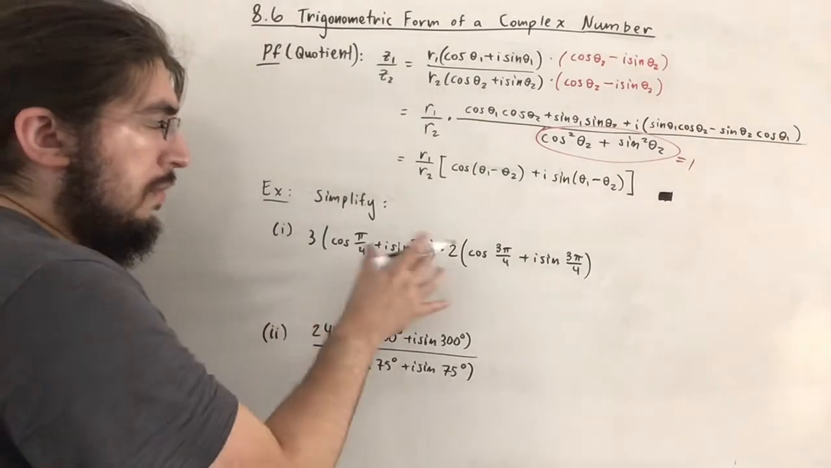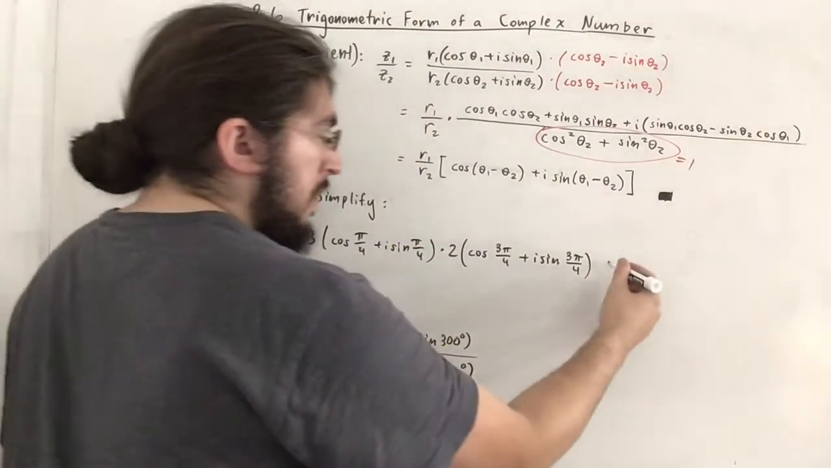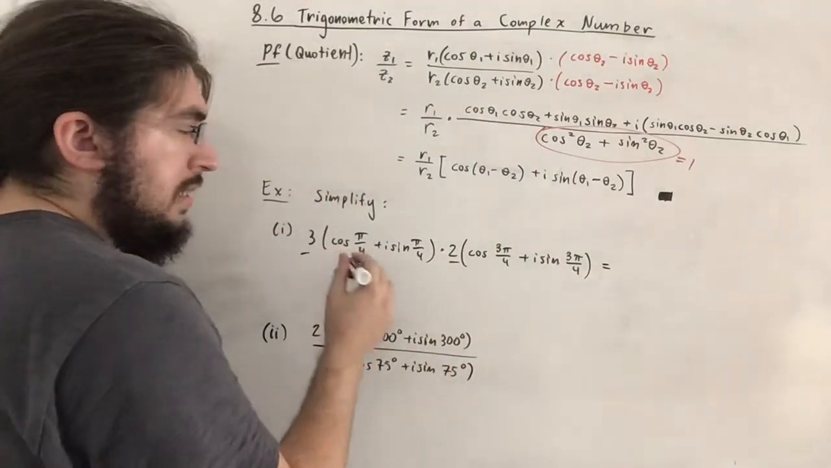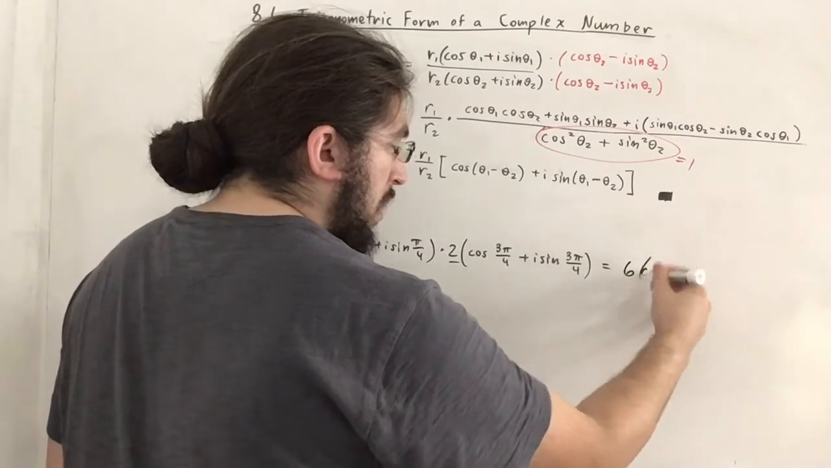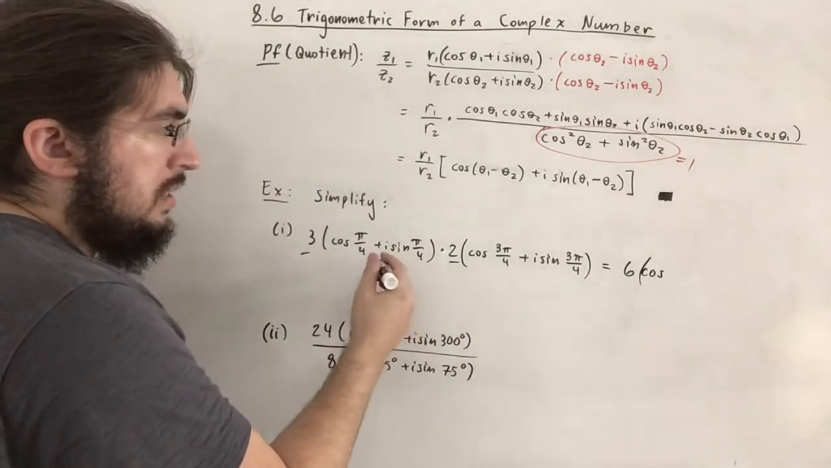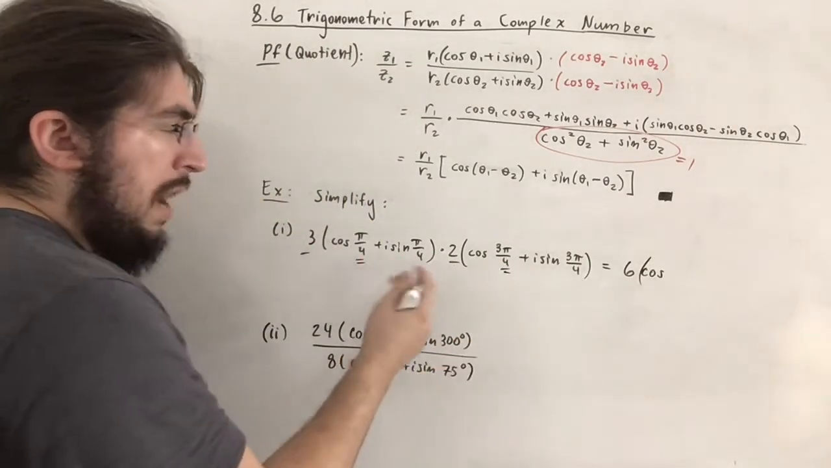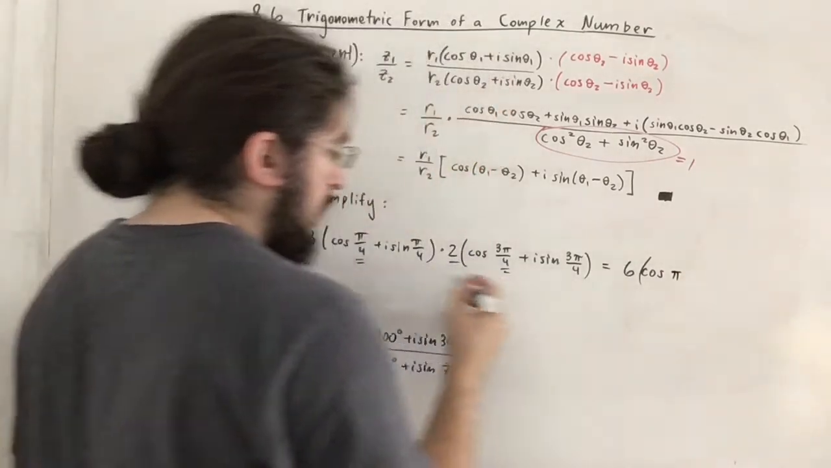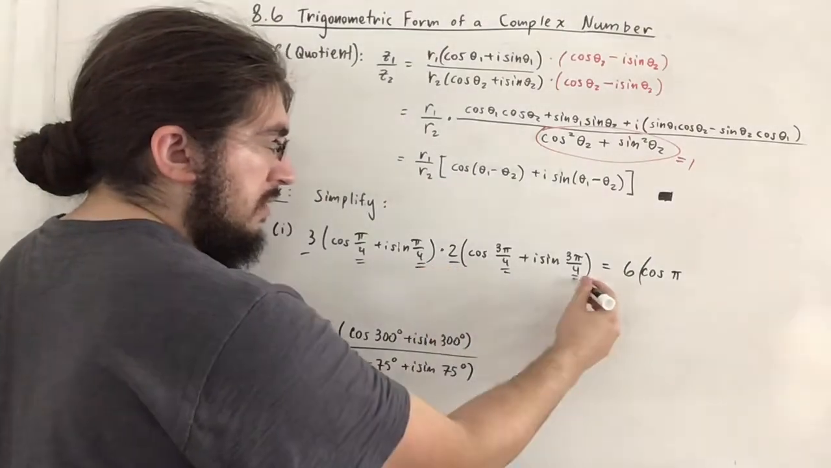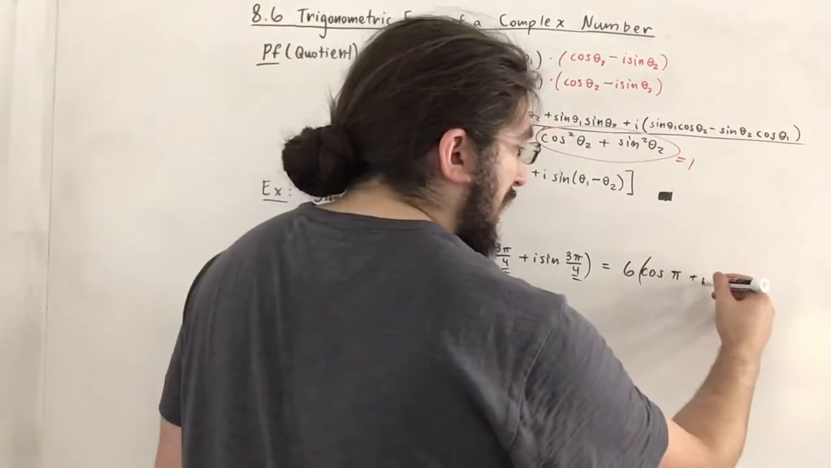So now, for the product of these two complex numbers in trig form, I'm just going to look at their radius, multiply those, and then look at cosine of the sum of the angles. Pi over 4 plus 3 pi over 4 is just pi. That's cosine pi. Similarly here, this should also be pi, obviously, because they're the same angles. So it's plus i sine of pi.